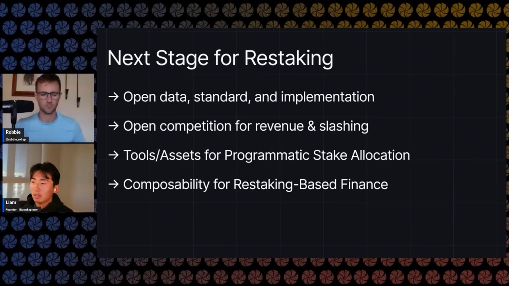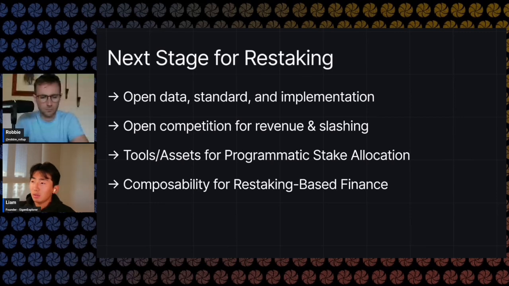So the first, and I think the most important, thing that we need to establish very quickly is the data, right? The open standard and the implementation of the data systems. And the second thing is that with the data, we can then see open competition for revenue and slashing. Up until now, for the past maybe a year, many services are technically being operated in something like an incubated environment, right? It's protected, it's nurtured, it's allowed to grow. There are a ton of resources pouring into each, basically hand-holding them to grow up.